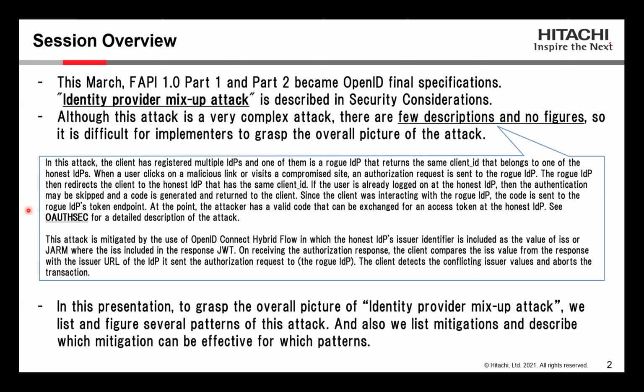In this presentation, to grasp the overall picture of the IDP mix-up attack, we list and figure several patterns of this attack, and also we list mitigations and describe which mitigation can be effective for which pattern. Several OAuth-related specifications describe the IDP mix-up attack and basically refer to the paper named OAuthSec, underlined here. So we start with this OAuthSec paper.